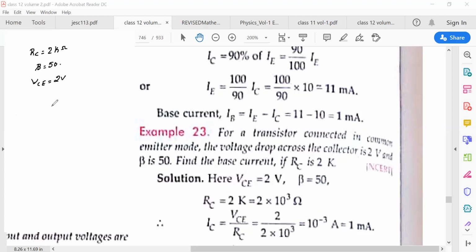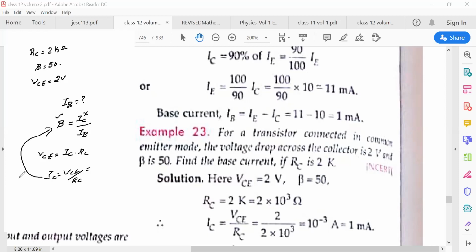So beta தெரியும். We need to find the base current, IB. It is CE configuration, so beta is equal to IC by IB. Beta தெரியும், but I don't know IC. IC is nothing but your output current, right? So we know that relation: VCE is equal to IC into RC. So from this relation, IC is equal to VCE by RC. So try to find IC first, then find the IB.